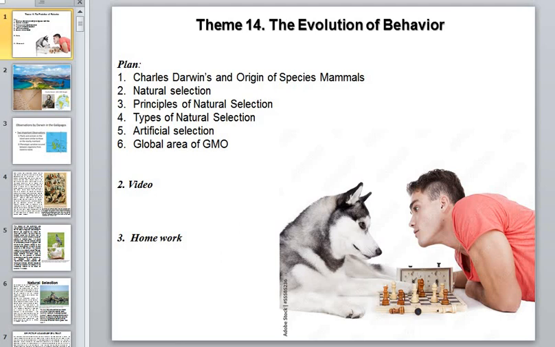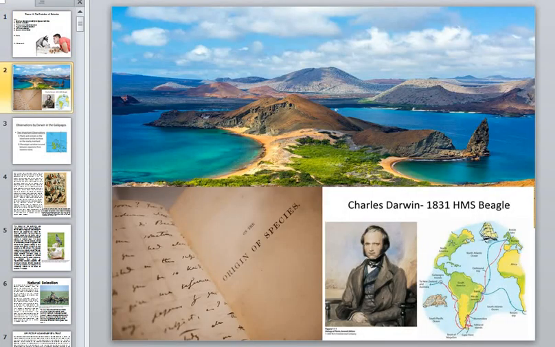Today we have a new topic, the evolution of behavior, and we will start from Charles Darwin and his theory of evolution. And beyond the inspiring wildlife, the Galapagos Islands are known for their most famous visitor, Charles Darwin. But why did this naturalist visit it? Why are the Galapagos so important for Darwin and for the whole world?